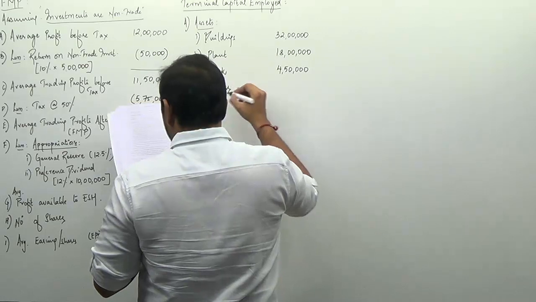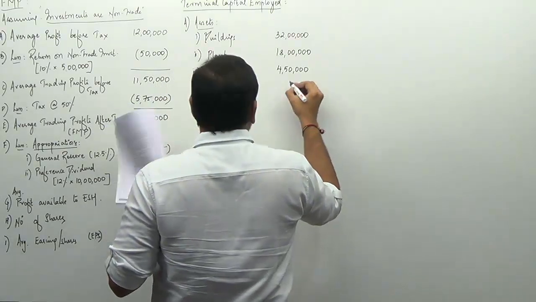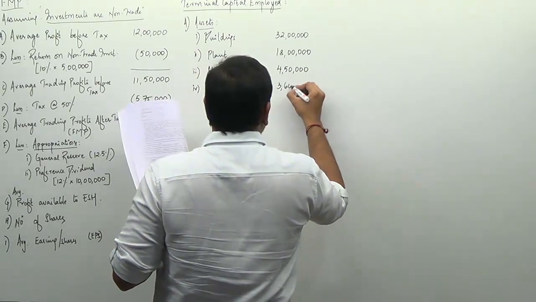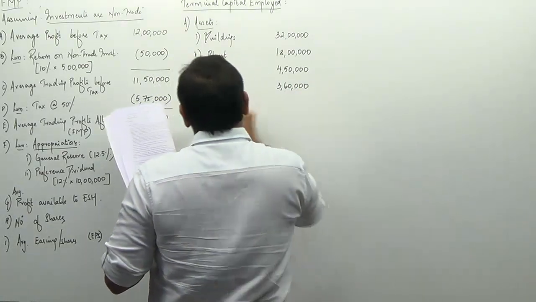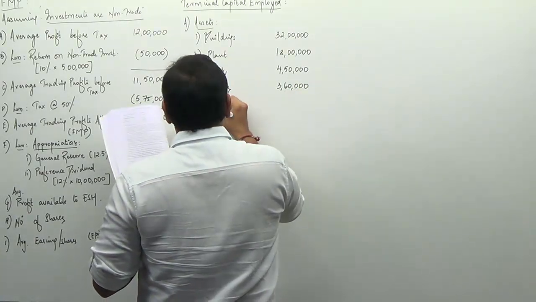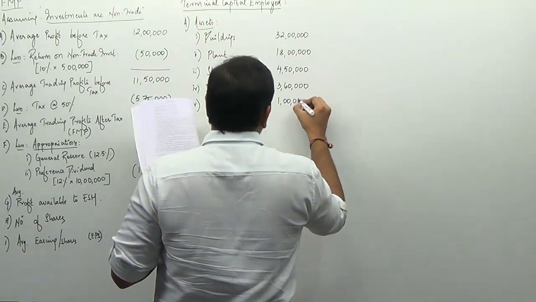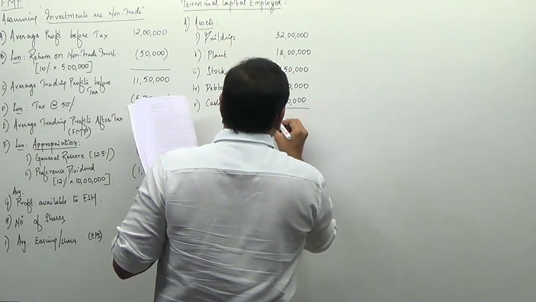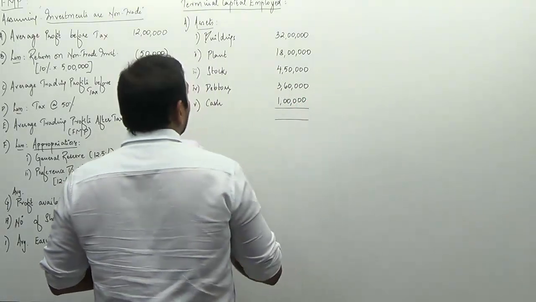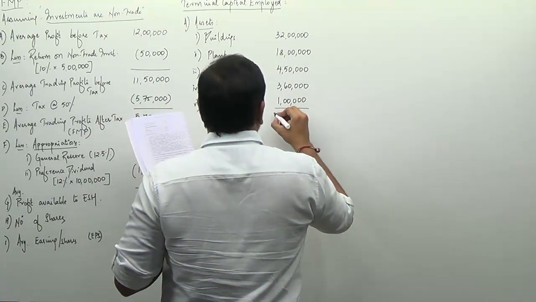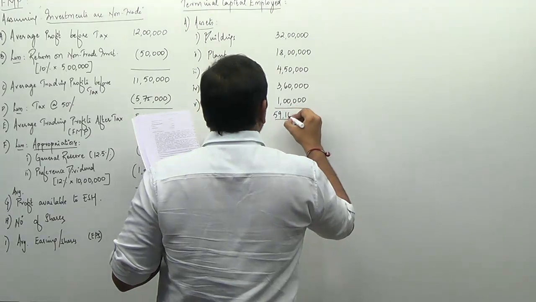Debtors. Fair valuation is 3 lakh 60. And finally, we have a cash balance of 1 lakh. ₹59,10,000 is your total assets.